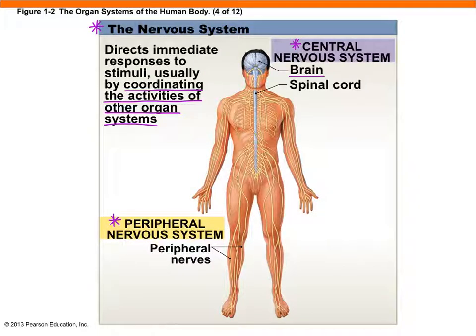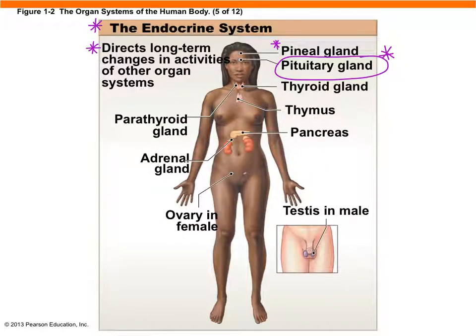The next is the nervous system. The major organ of the nervous system is the brain and spinal cord, and the major function is to direct immediate response to stimuli. The next is the endocrine system. The major organ is the pituitary gland, and the major function is it directs long-term changes in activities of the other organ systems.